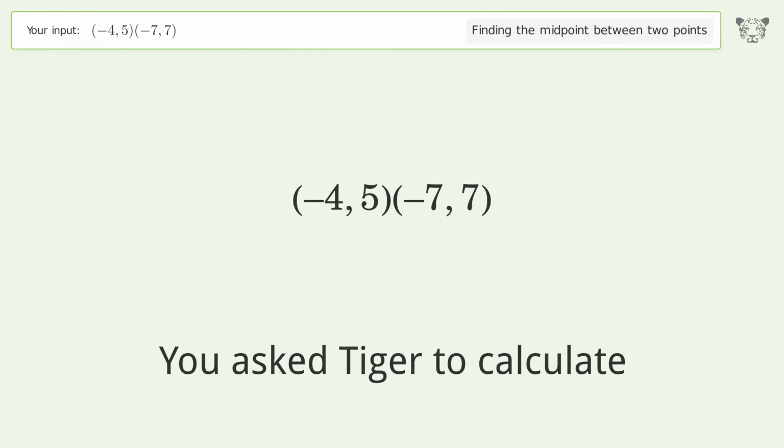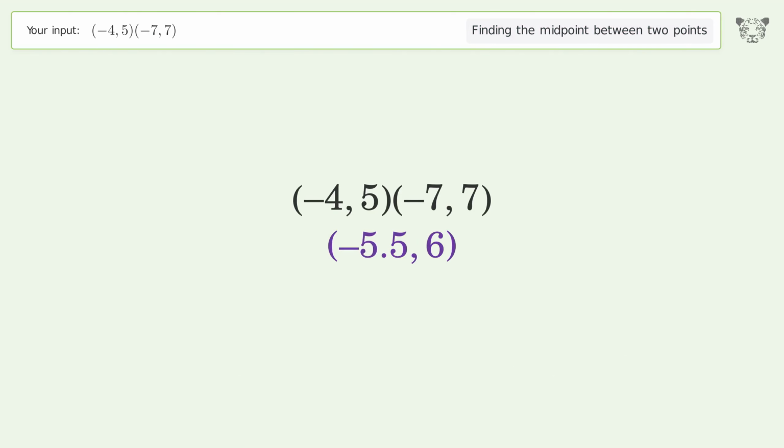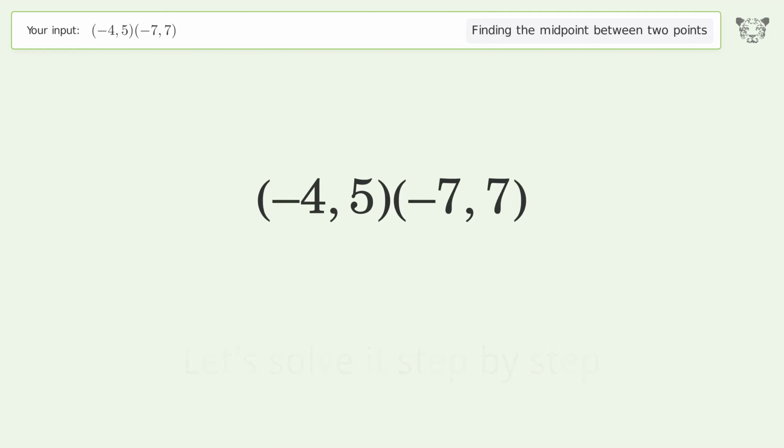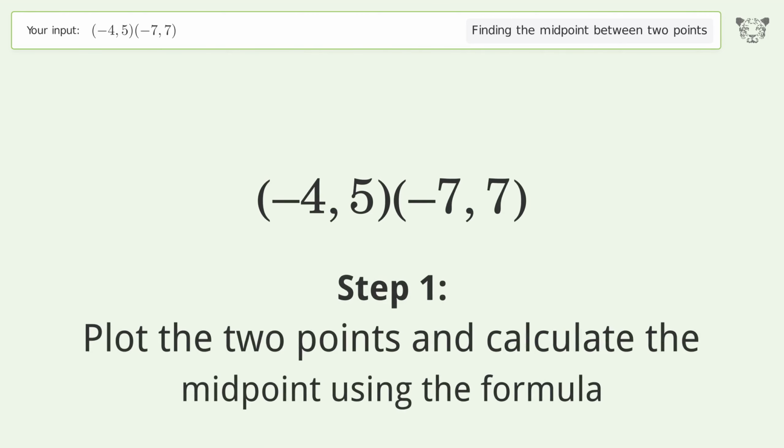You ask Tiger to calculate. This deals with finding the midpoint between 2 points. The midpoint between the 2 points is negative 5.5, 6. Let's solve it step by step. Plot the 2 points and calculate the midpoint using the formula.